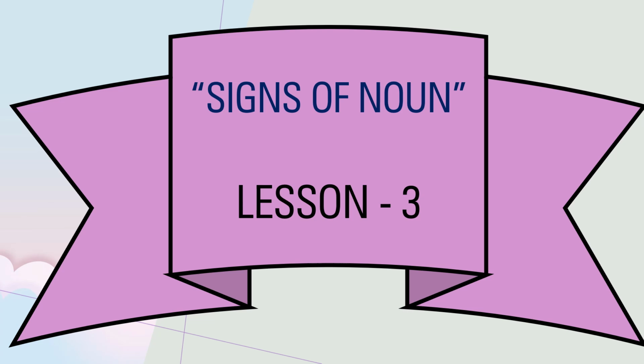In this lesson, that is lesson number 3, we are going to learn about the alamat al-ism. That means the signs of nouns. So what are you going to learn in this lesson? About the nouns. How you are going to differentiate the noun from harf, that is particles, and fail, that is the verbs. How you are going to recognize whether this particular word is a verb or a particle.